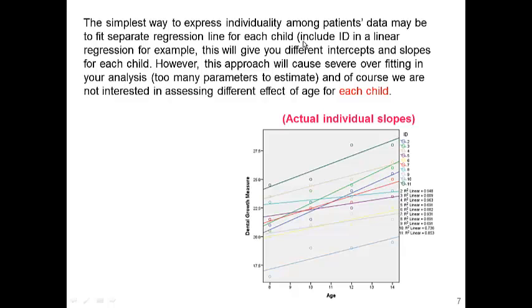And we can easily do this by including ID in a linear regression. Okay? And so you plot. This will give you different intercepts and slopes for each child. However, this approach will cause severe overfitting in your analysis because you have too many parameters to estimate. And of course, we are not interested in assessing different effect of age for each child.